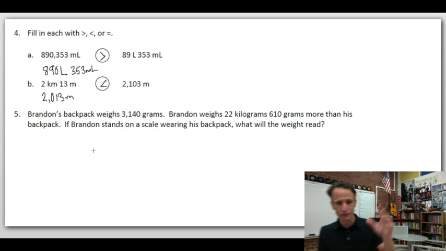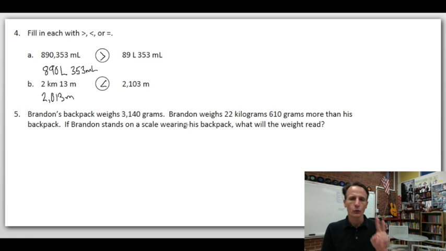Great, now we're going to take everything we've done so far and put it to use in this word problem here with Brandon's backpack. So Brandon's backpack weighs 3,140 grams. All right, it's the weight of the backpack. Brandon, we're talking about Brandon himself, the boy Brandon, weighs 22 kilograms, 610 grams more than his backpack. So if Brandon stands on the scale wearing his backpack, what will the weight read?